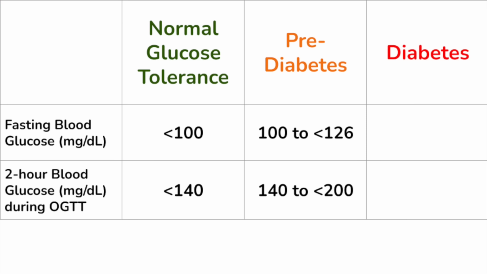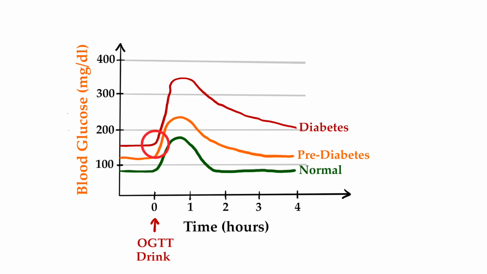Diabetes is diagnosed when fasting blood glucose is 126 milligrams per deciliter or higher, and/or if the glucose level is 200 milligrams per deciliter or higher 2 hours after the OGTT. So in someone with uncontrolled diabetes, the glucose levels during the OGTT may look like this here, potentially quite high at around 150 milligrams per deciliter in the fasting state, and then rising to over 300 milligrams per deciliter and staying quite elevated at the 2-hour time point.